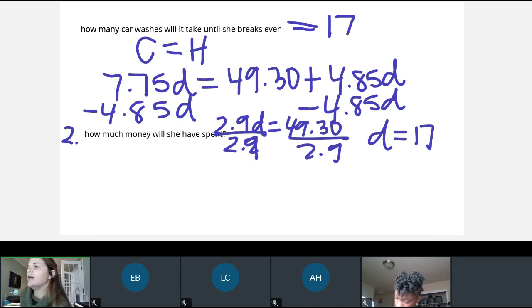So for those of you, Anaya, I know you're confused about how I did this. So I had 7.75. That was my first equation. I set it equal to the second equation. Then I am solving for my variable. I used D. So I got all of my D terms on one side. They were on two sides of my equal sign. I had one over here and one over here. So I subtracted the smaller one because it was positive. So I subtracted to move it over. Then I had 2.9 D equals 49.30, and I divided by 2.9 because I'm solving for D.